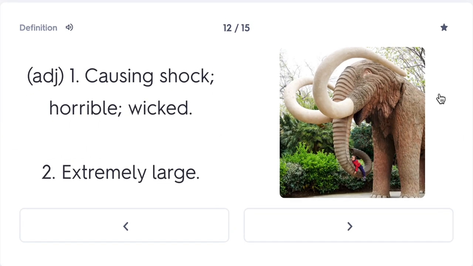Monstrous. So, monstrous could mean causing shock or something that's horrible or wicked. But also, monstrous can just mean extremely large. So, one of those is kind of a negative way to describe something, and the other one isn't necessarily negative, but they both come from the same word. So, for example, in this picture, we see this tiny little girl, right? In relation to the woolly mammoth statue, in this case, is monstrous. It's extremely large, but monstrous can also mean something that's causing a lot of shock, and that is not a great thing. That's horrible. That's wicked.